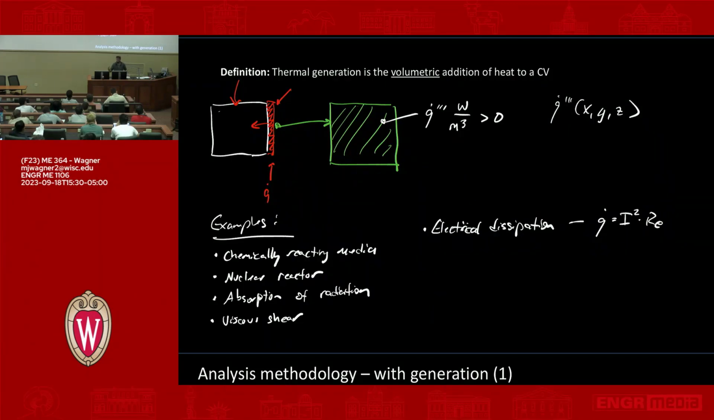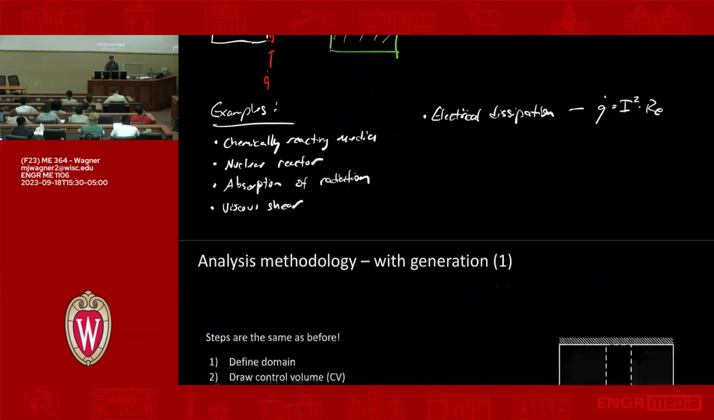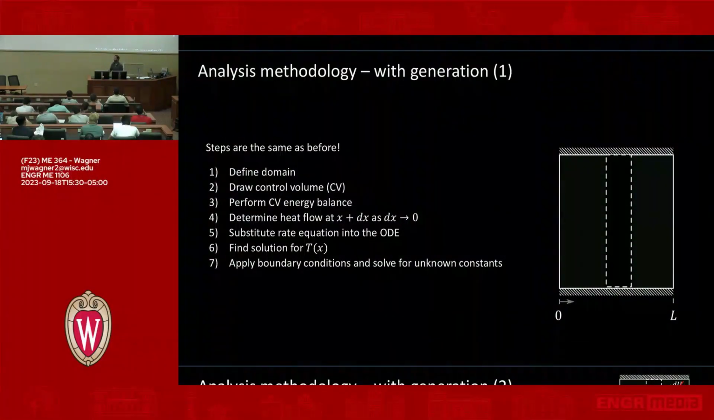Let's actually go through and do an analysis that derives the equations for this then. Remember back to the simpler case where we don't have generation. There's these steps that we went through. I've outlined these steps here just so you don't have to write them down, but they're things we've already talked through. So we're going to define the domain. In this case, we have our domain from 0 to L. So this is like some block or some wall or something, a plain wall we're going to analyze.